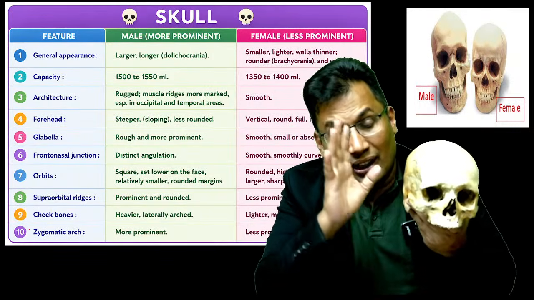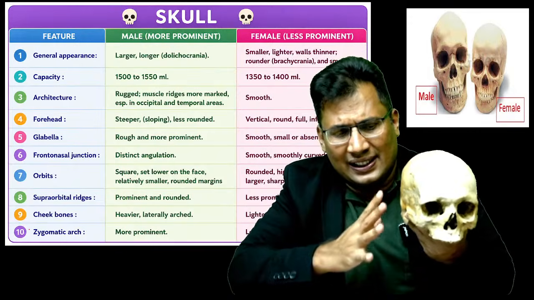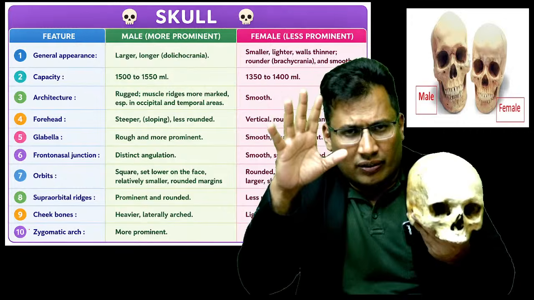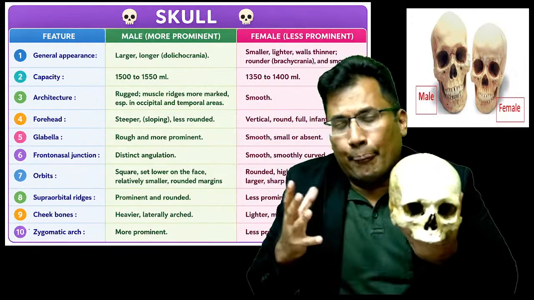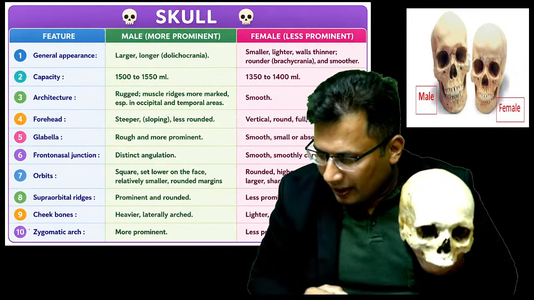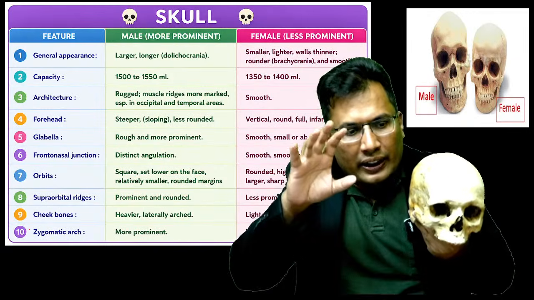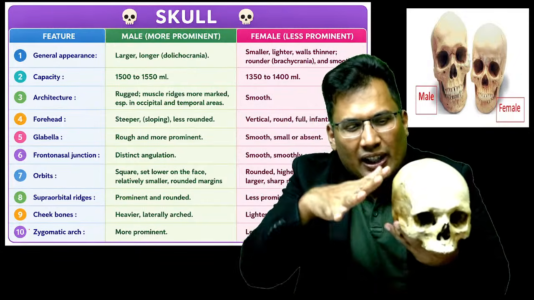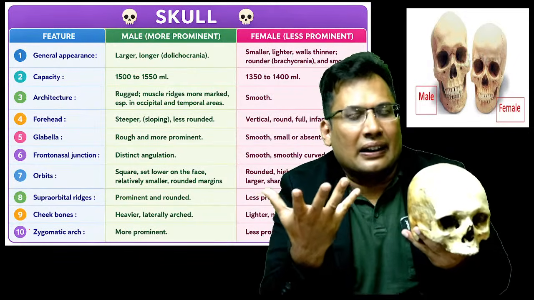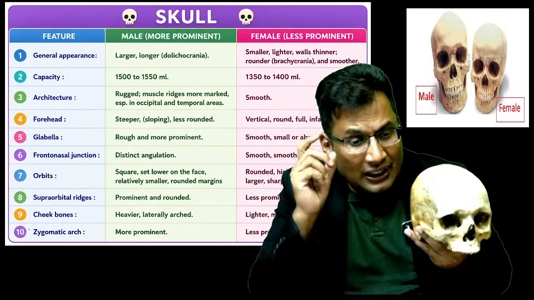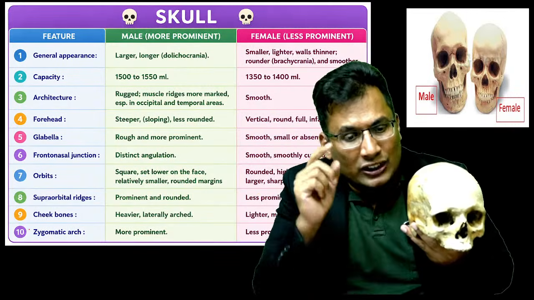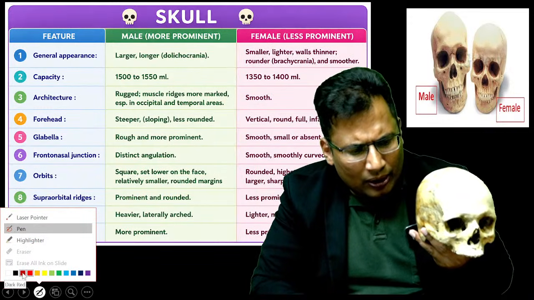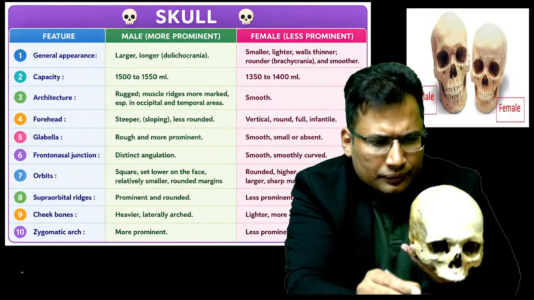Now look at this male skull. It is larger and longer. So size is larger and longer. The capacity is around 1500 ml. So a big one, a big man, 1500 ml. Then look at the architecture. So architecture is totally rough. The feeling is there, no? It is a ragged look. So muzzle ridges are marked, occipital temporal area. So like this, there are many points in the exam, so try to memorize one by one.